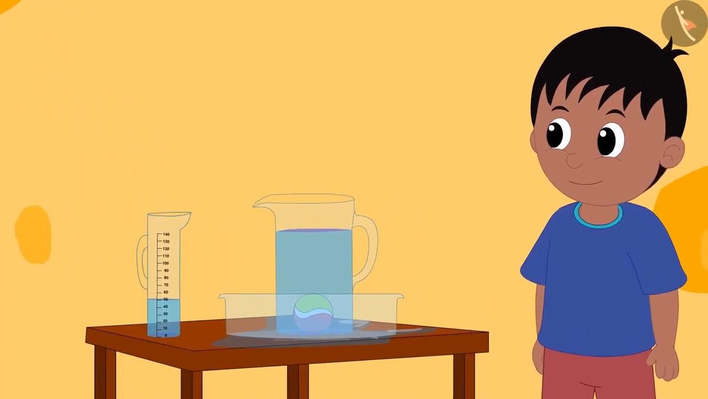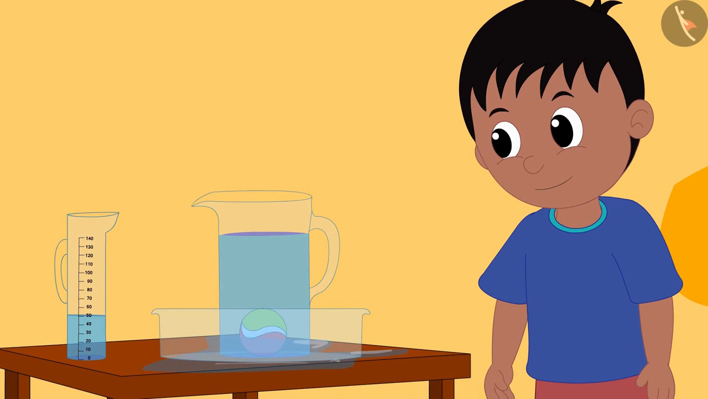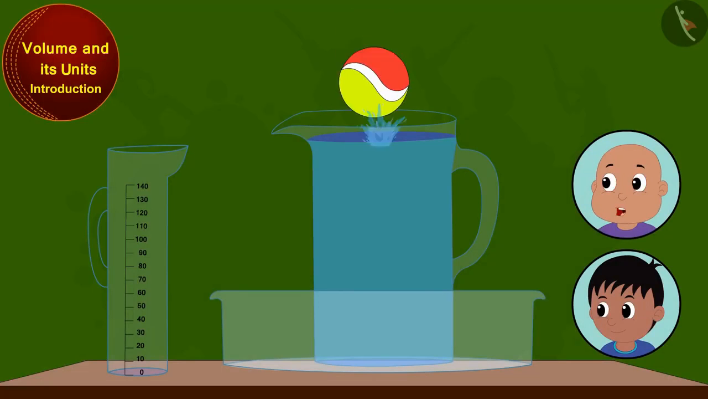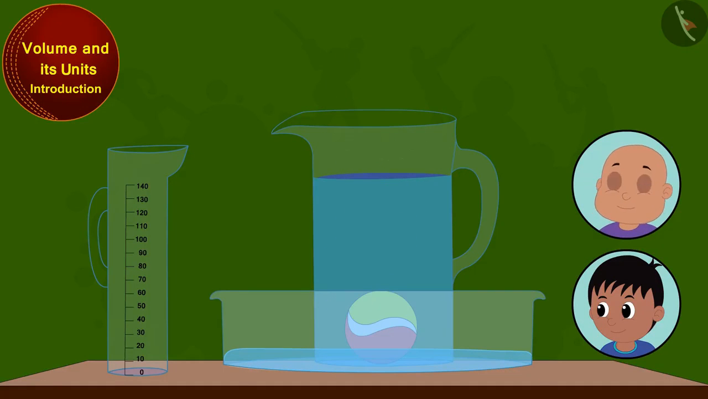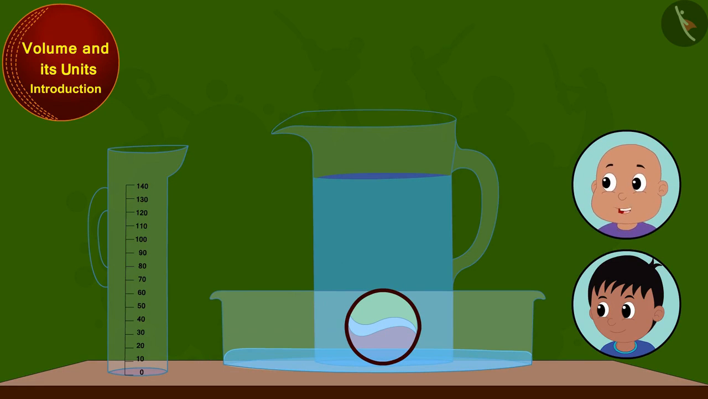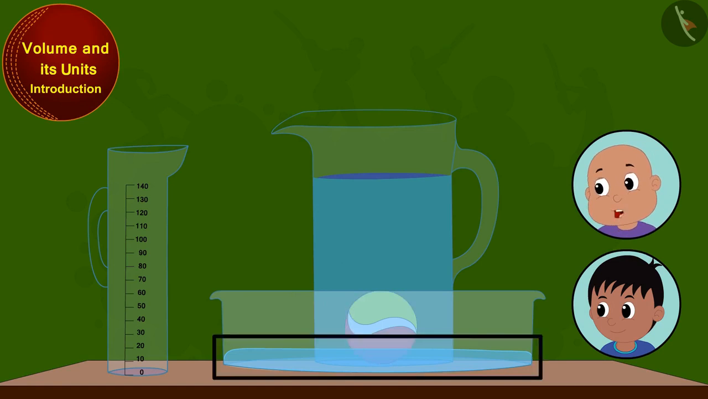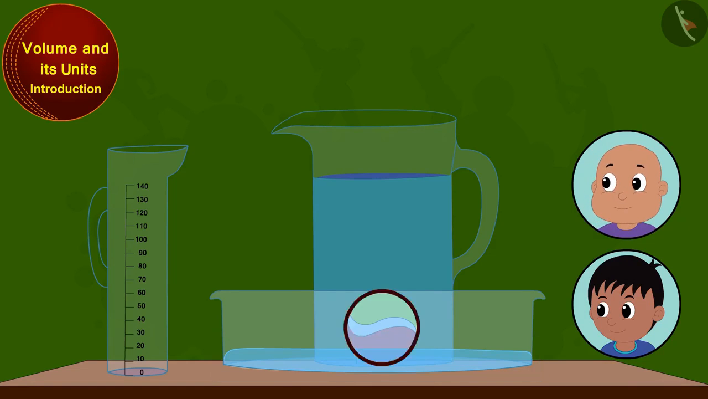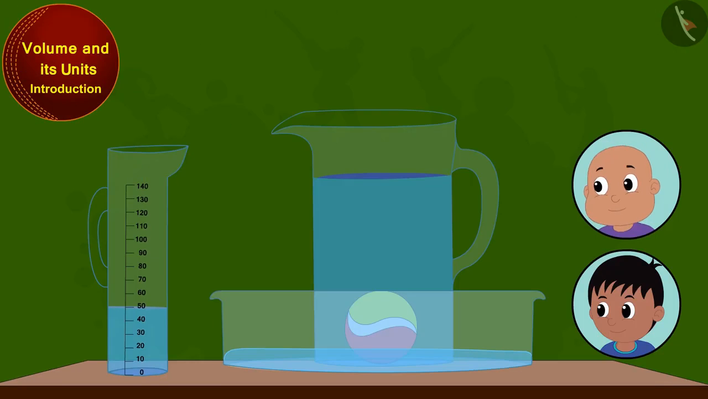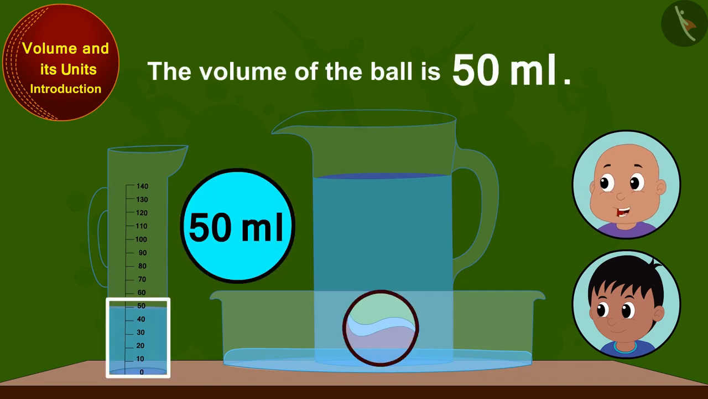Looking at the surface of the water filled in the measuring cup, Raju said, 50 milliliters. Look, Raju, the ball tries to make its space in this jug, so the water spills out of the jug. The more the ball tries to make its space inside the jug, the more water spills out of the jug. This is called its volume. Here, 50 milliliters of water is spilled out of the jug. So, we can say that the volume of the ball is 50 milliliters.